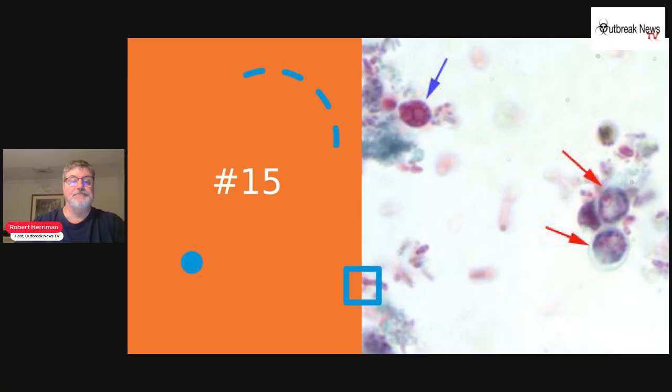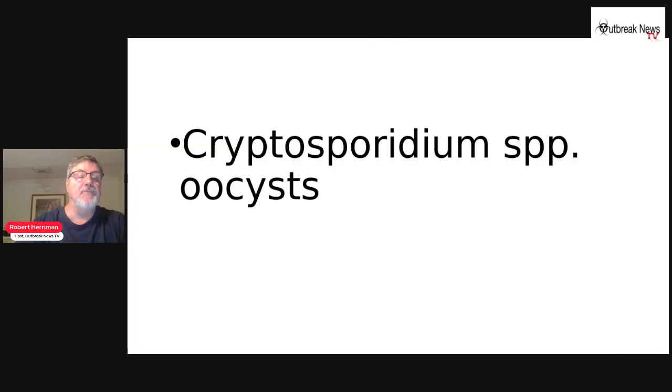What's your guess? And just before I reveal the answer, the blue arrow is a budding yeast, so you wouldn't confuse that. But the red arrows are Cryptosporidium species oocysts. And I believe that photograph is a trichrome stain. It can also be stained with acid fast, and it can be seen on wet mounts to the well-trained eye.